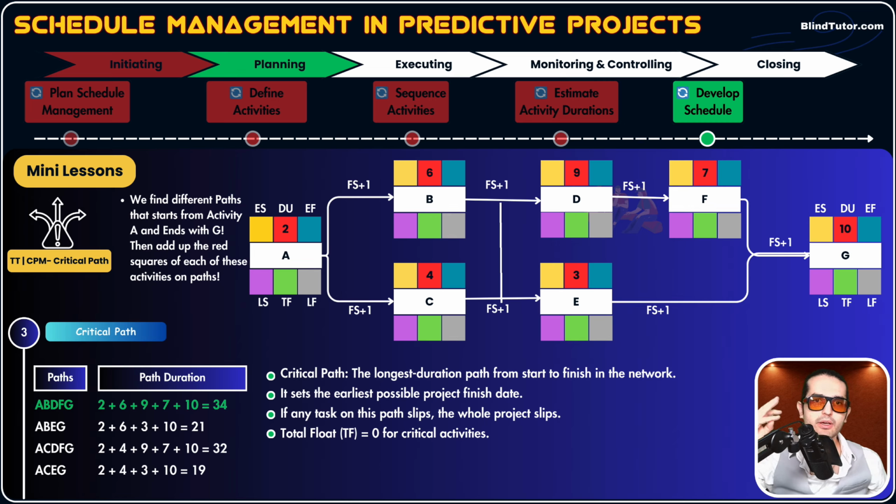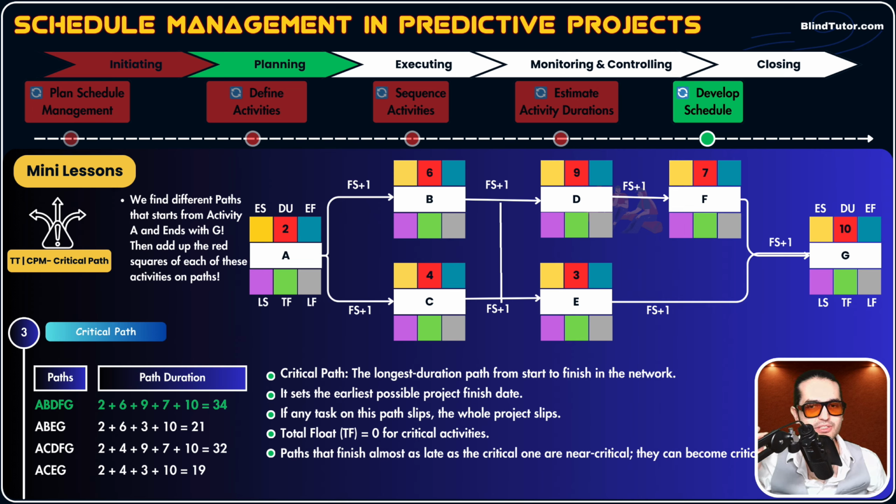And guys, we have another term called near critical path. What's near critical path? It's the path that finishes almost as late as the critical path. Look at path number 3, A, C, D, F, G. It takes 32 days to complete. Our critical path takes 34 days. So third path, A, C, D, F, G, is called near critical path. This is just another term that you need to be aware of, okay?